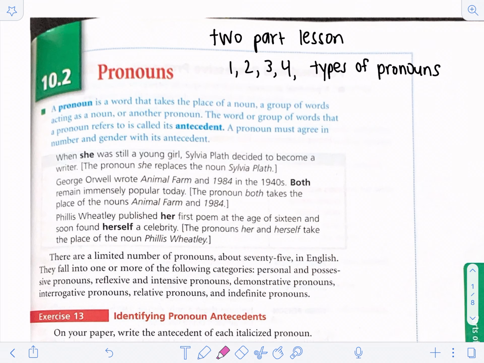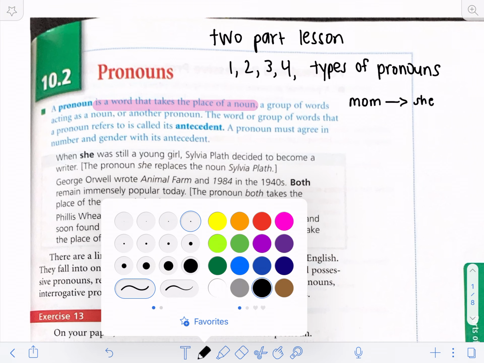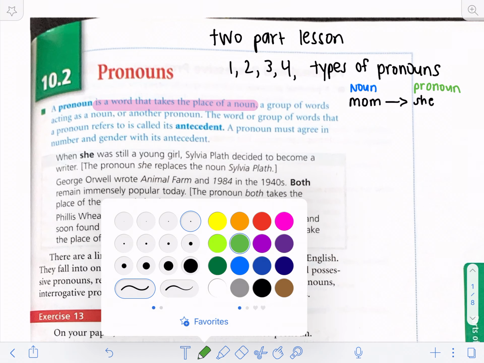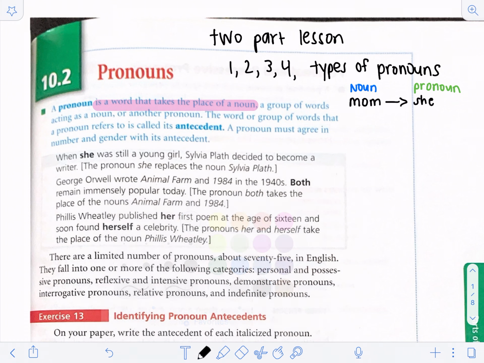If you're looking at the definition, it defines a pronoun as a word that takes the place of a noun. So for example, mom could be replaced with the pronoun she. So mom is just a regular noun, and she is a pronoun. Another way to look at it would be, like, if you were to say dog, and then you replace it with the pronoun it.